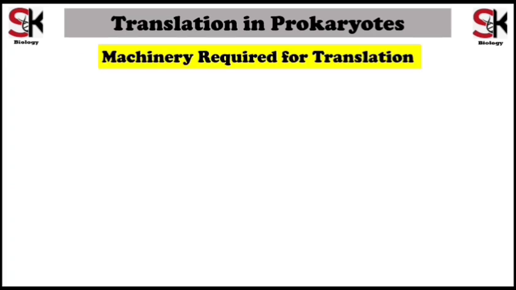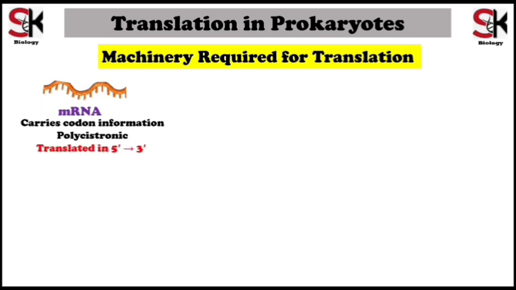To carry out translation, a number of components are required. Let us understand all the machinery and their functions. The first thing required is mRNA. In prokaryotes, mRNA is polycistronic, that is, it contains more than one gene. It is translated in 5' to 3' direction and its main function is that it carries codon information.